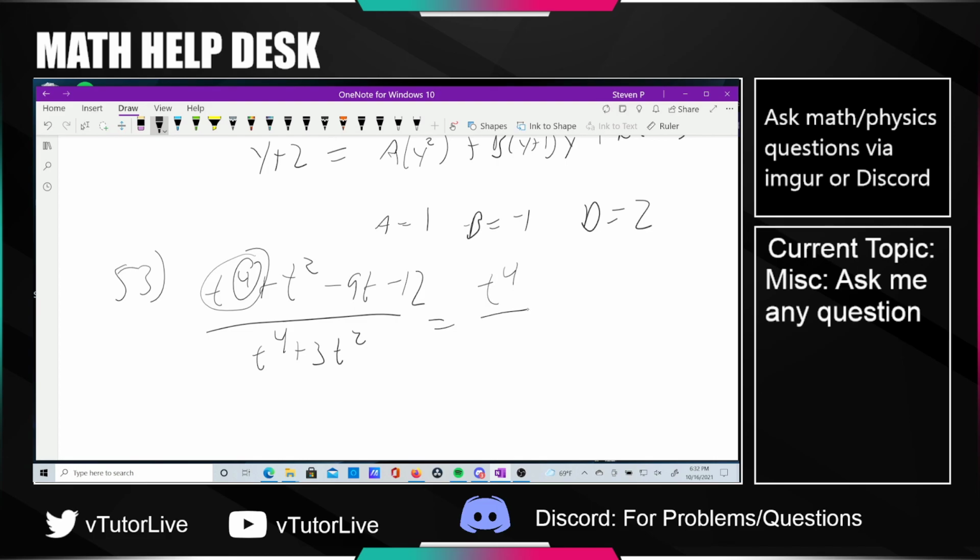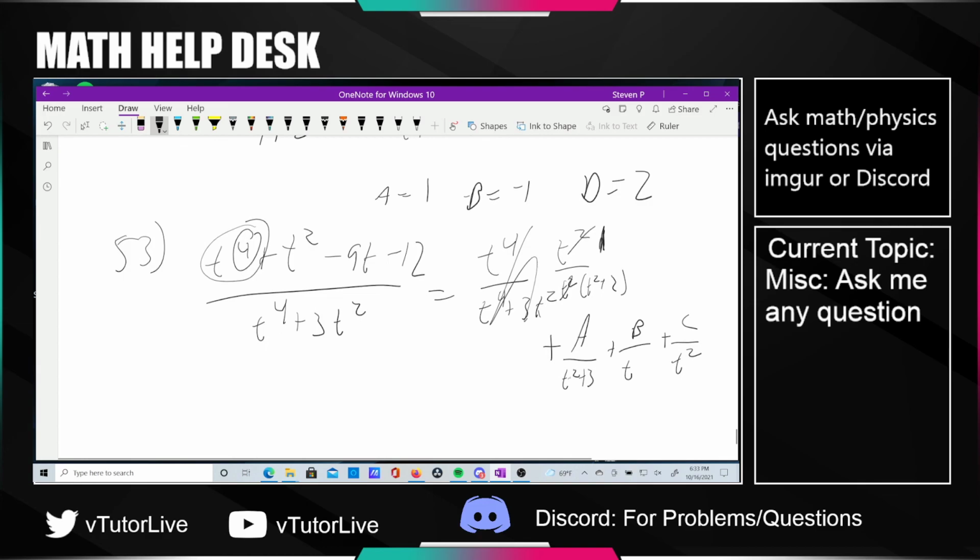So this turns into t to the 4 over t to the 4 plus 3t squared, which just turns into t squared over t squared times t squared plus 3. So this cancels out, and this is just a 1, right? And then after that, you do all the other terms, that's a over t squared plus 3 plus b over t plus c over t squared or something like that, right?